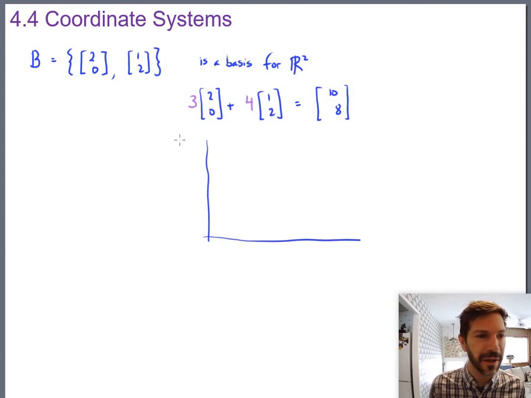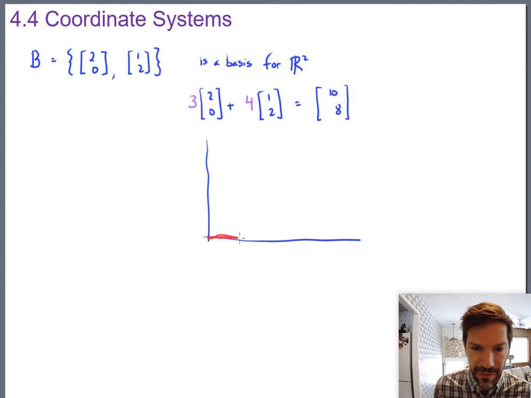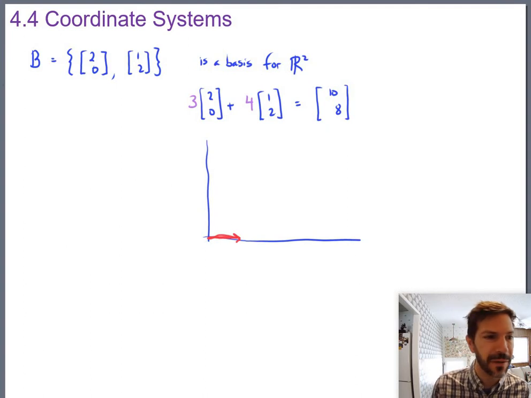Graphically, again, of course, you can think of this as having a vector called (2, 0). So let's do (2, 0) in red. So 2 over, there's (2, 0). And the other one was (1, 2), so 1 over and 2 up. And let's do that one in green, 1 over 2 up.